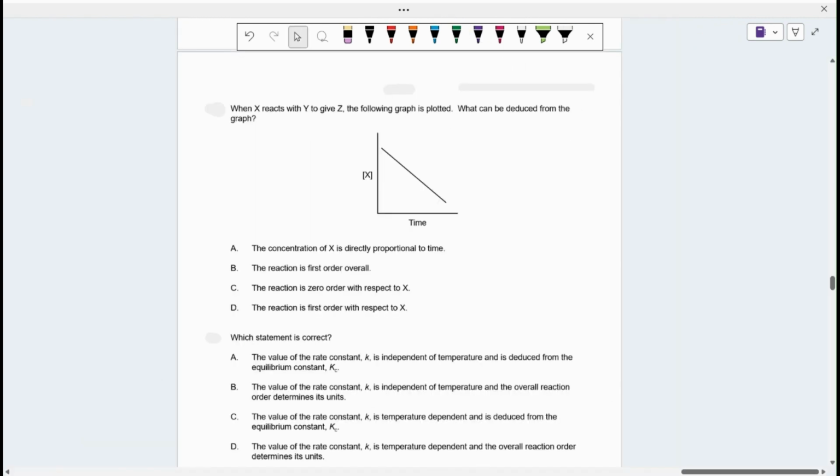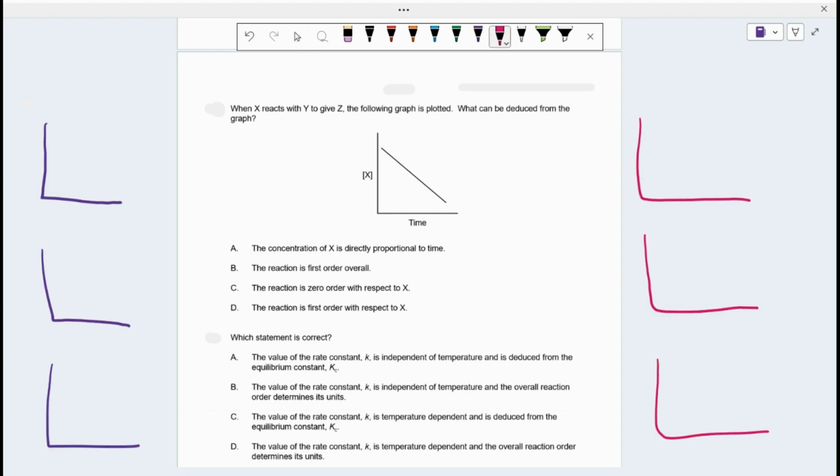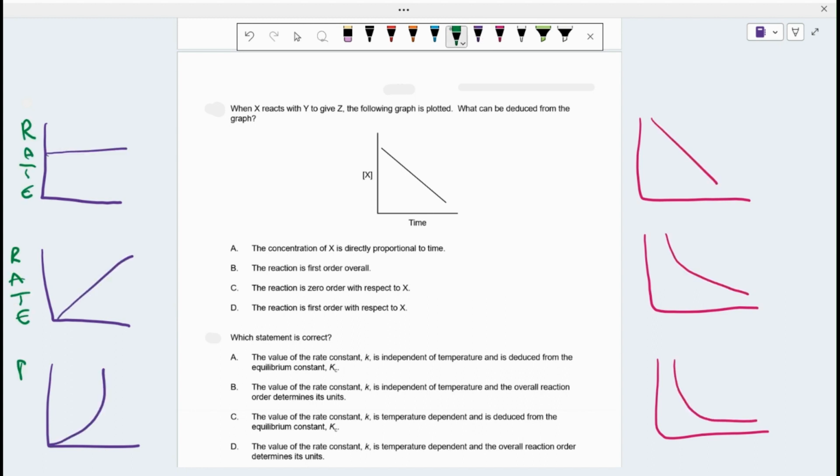Last question of this video, we have reaction order graphs. These are all the ones that you need to know. So we have the 2 different types of graph. We have the rate graphs and we have the concentration graphs. The one that we're given is a concentration one. The line is going straight down, which means the reaction is 0th order in respect to X, which is C.